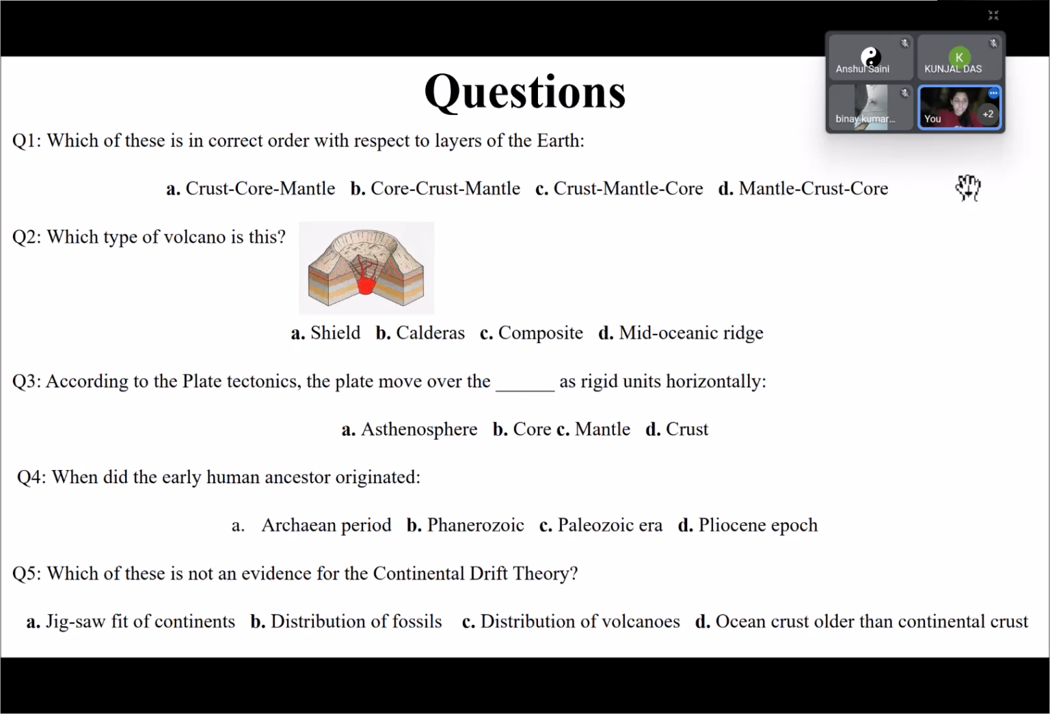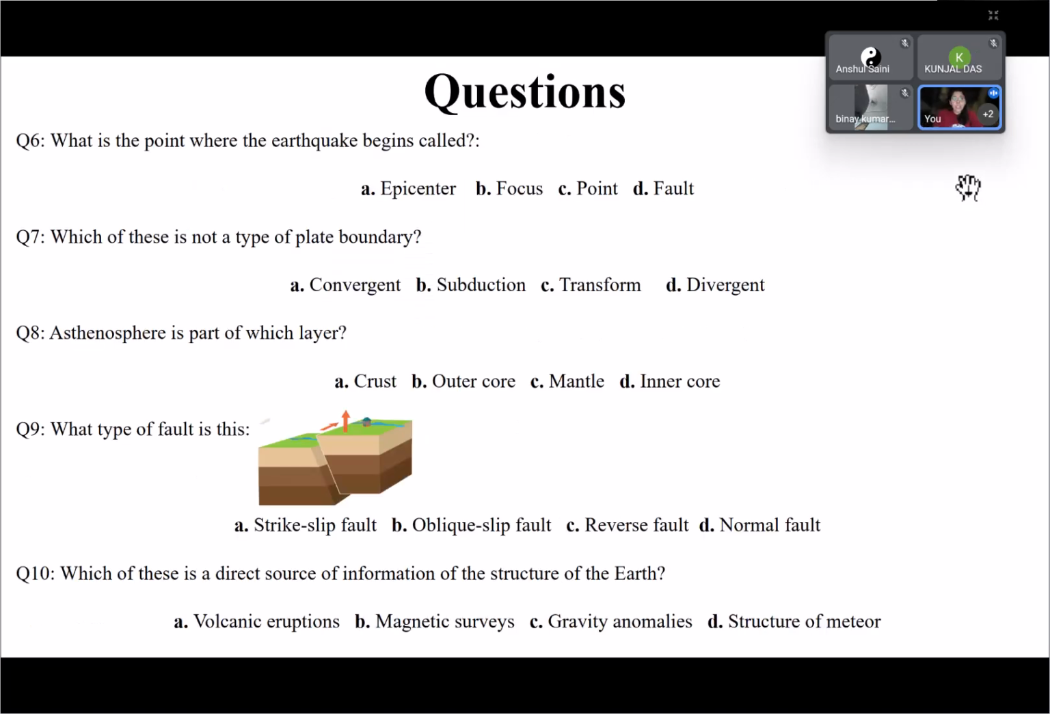Okay. Then this 6th one talks about earthquakes. This is just there for you to revise. The 7th also talks about plate boundaries. The 8th talks about the asthenosphere being part of a layer. It's not a separate layer in itself. It's important from a plate tectonics perspective, but it is part of which layer?